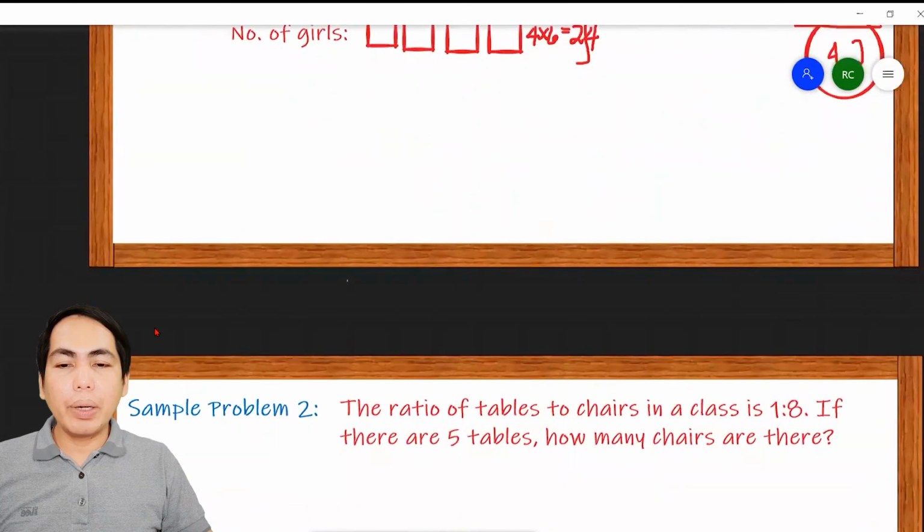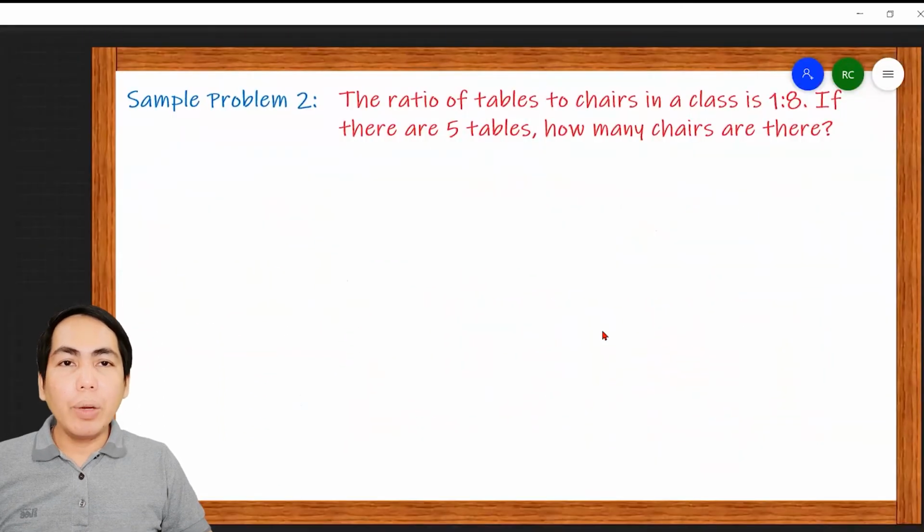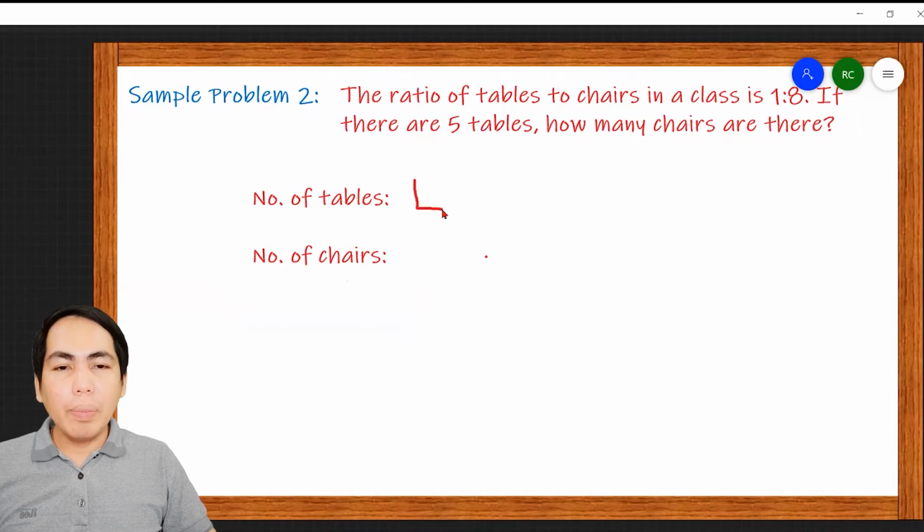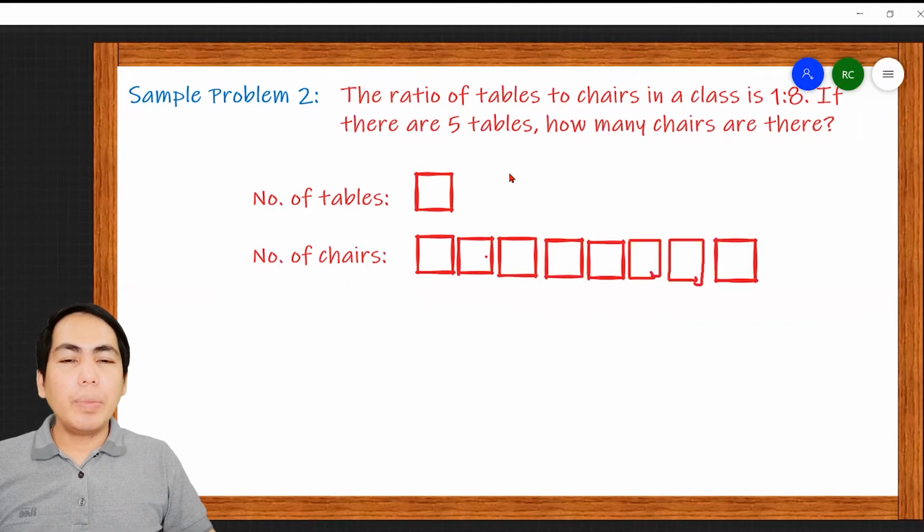Let us have sample problem number 2. We have here the ratio of tables to chairs in a class is 1:8. If there are 5 tables, how many chairs are there? First is for us to represent the ratio of the number of tables to the number of chairs using blocks. Based on the problem, it is said that for every 1 table represented by this block, there are 8 chairs represented by these 8 blocks.